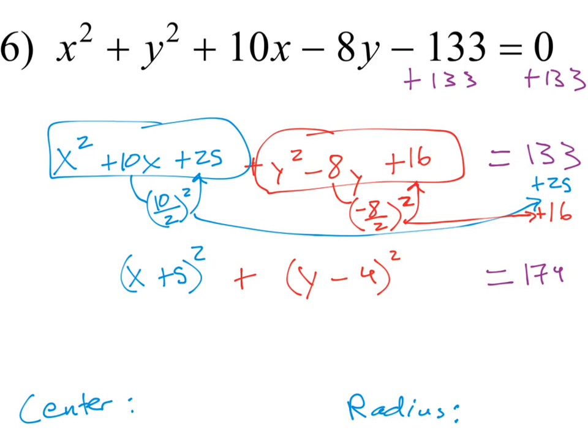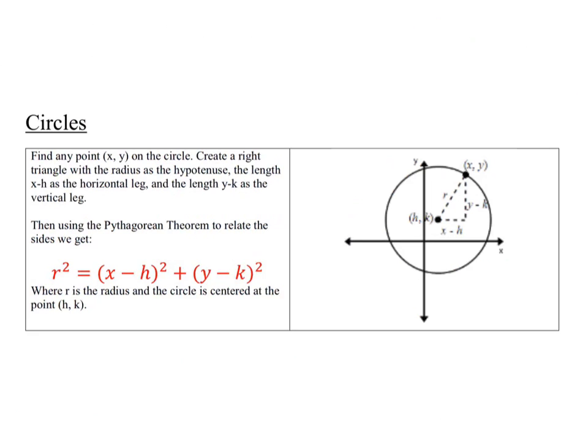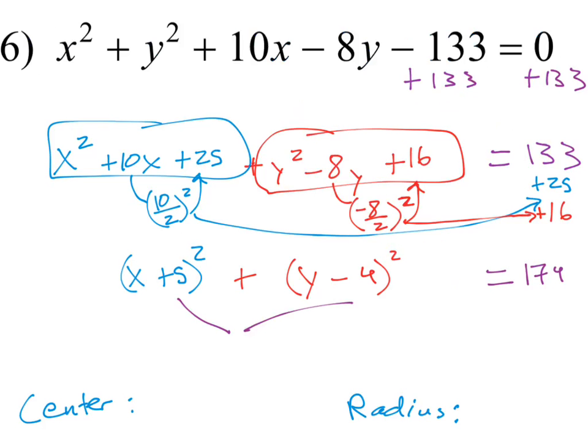So now we have this, we can get our center from these two numbers. Remember, it's supposed to be x minus the number. If you look at your notes there, it's x minus the number squared and y minus the number squared. Those are the center numbers, or coordinates, sorry. And you're looking at negative 5 and then positive 4. So our center is at negative 5, 4.